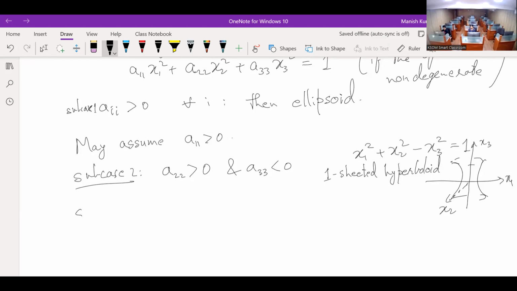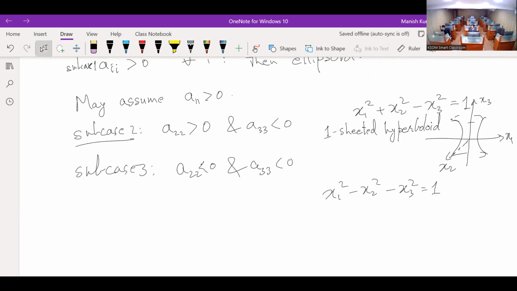The remaining case is that the other two are negative. So A22 is negative and A33 is negative: two of them are negative and only one is positive. Then the equation is x1 squared minus x2 squared minus x3 squared equals 1, as one example. This is also a hyperboloid, but it's a two-sheeted hyperboloid. It's actually disconnected, like a hyperbola.